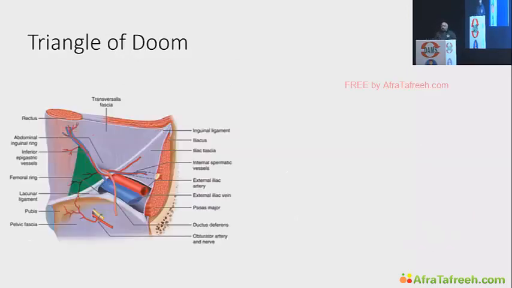Let's understand triangle of doom. Let's first understand what we are looking at. We are looking at the inguinal area from inside, okay, not from outside. In hernia, we discussed from outside. This is a laparoscopic view from inside. Just to give you some idea, this is the right side, it's not left side, we're looking from inside. So this is ASIS here, and this is the inguinal ligament, this is the lacunar ligament here, okay? So inguinal ligament, internal ring, Hesselbach's triangle, indirect hernia here, direct hernia here, femoral hernia here.